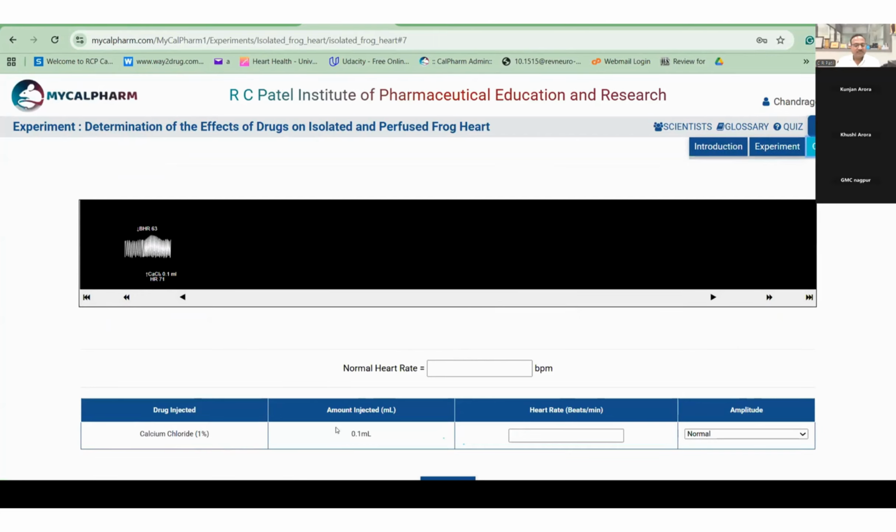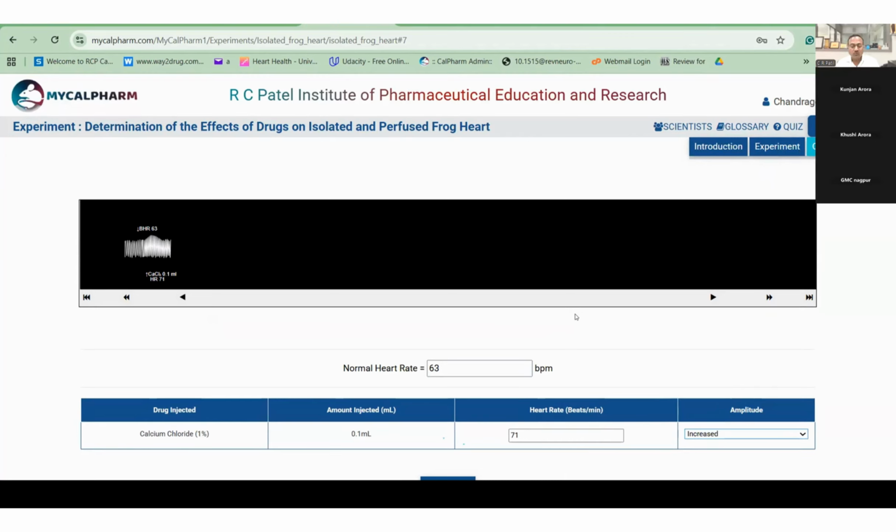And then all the tracings which are coming here, the student will be continuously entering these details. So when we are adding this, what is the heart rate that is to be added? 71 is the heart rate now, and the amplitude of the contractions has increased. So like this, all the effects will be studied by the student.